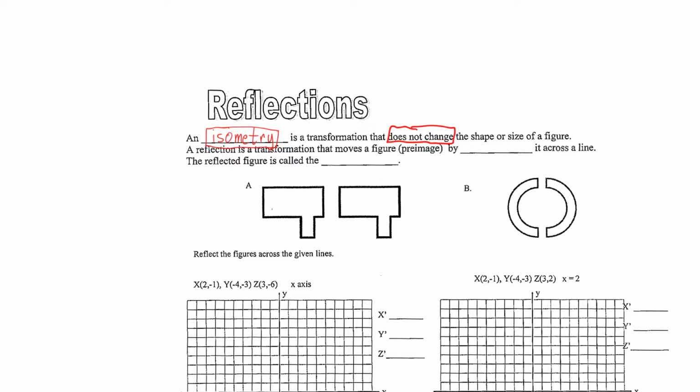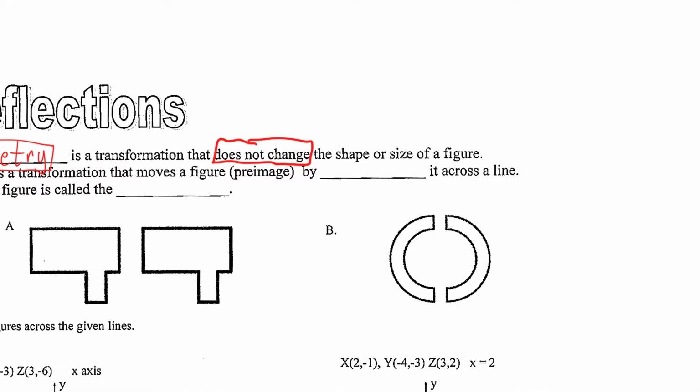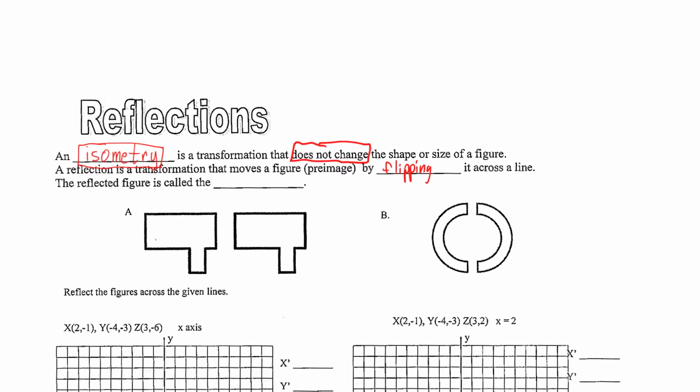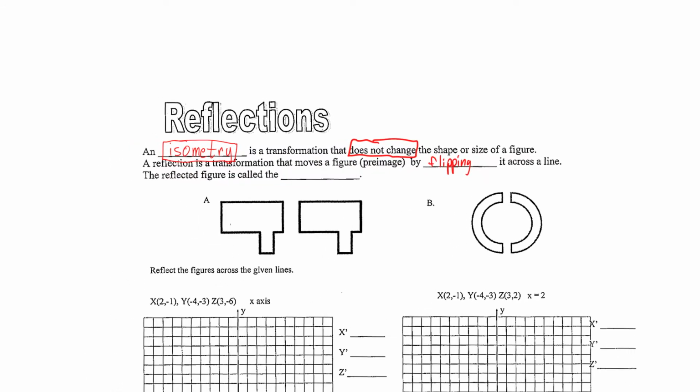Okay, so a reflection is a transformation that moves a figure by flipping it across a line. The reflected figure is called the image.